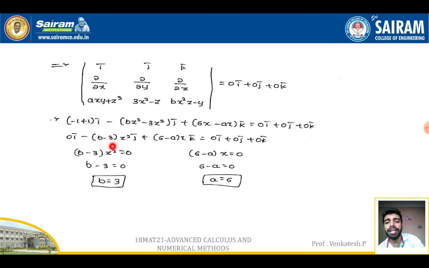So (b - 3)z^2 = 0 and (6 - a)x = 0. On equating the coefficients of i, j, k, I will be getting this. So b = 3. Since z^2 is not equal to 0, I can take only b - 3 = 0. Since here also x is not equal to 0, I can take only 6 - a = 0. I'll be getting b = 3 and a = 6. So now replace both these b and a values in the given equation to find the actual f vector.